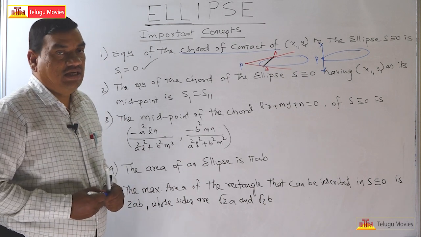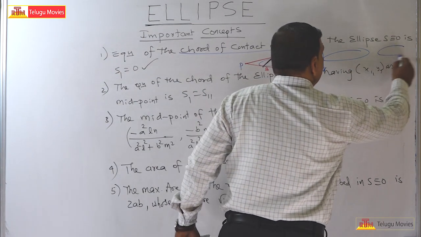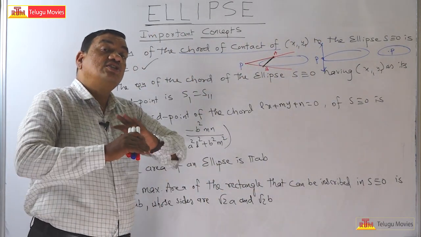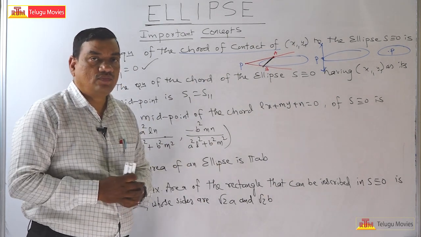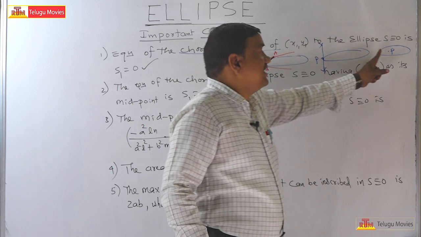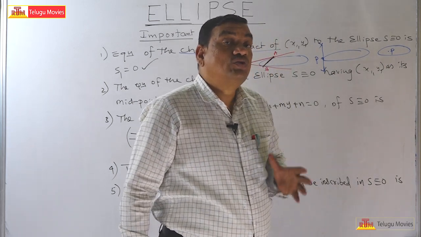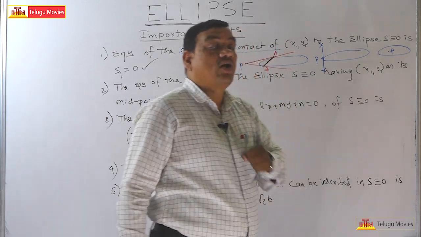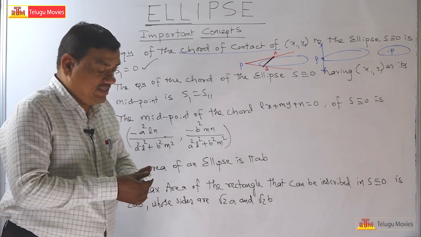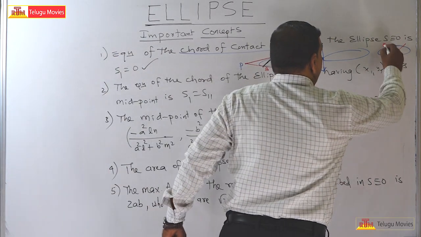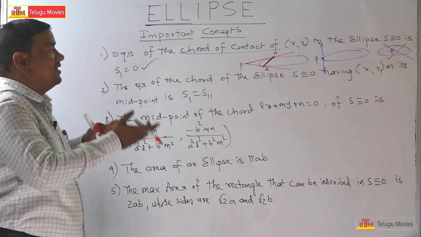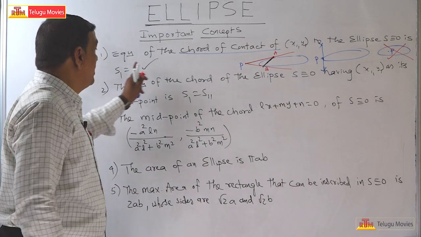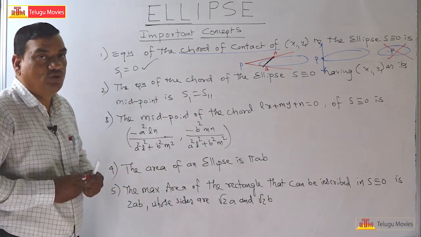The next case is if the point P lies inside the ellipse. Then there is no question of chord of contact. Why? Because you cannot draw tangents from a point P which lies in the interior of the ellipse. You cannot draw a tangent. So in this case, there is no question of chord of contact. So if a point P lies either outside or on the ellipse, then only the equation of the chord of contact is S1 is equal to 0, right?